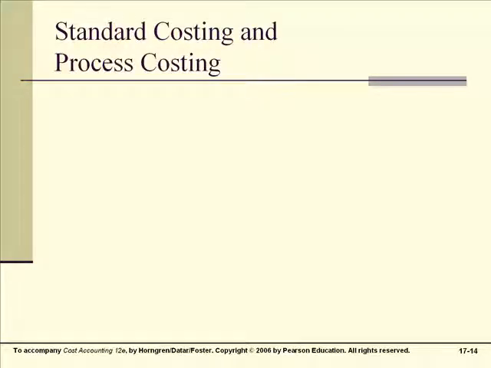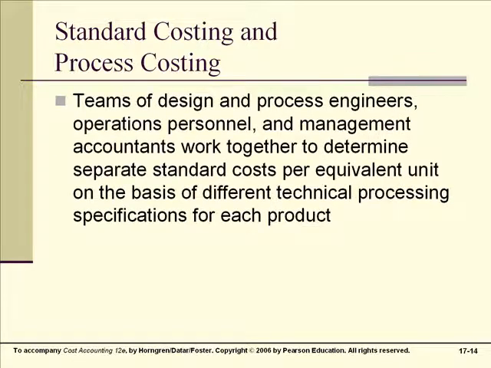Now, lots of times when we're talking about equivalent units and process costing, standard costing comes up. Standard costing is a very popular method of accounting in process environments. And part of the reason for that is it's a much simpler approach than the one we've just illustrated. In theory, teams of design and process engineers, operational personnel, and management accountants all work together to determine separate standard costs per equivalent unit on the basis of different technical process specifications for each product.